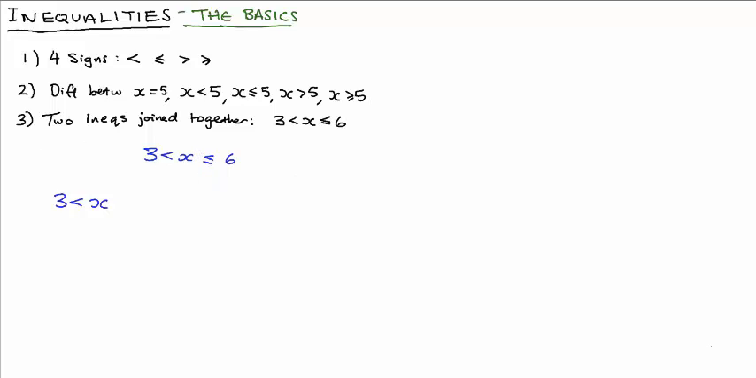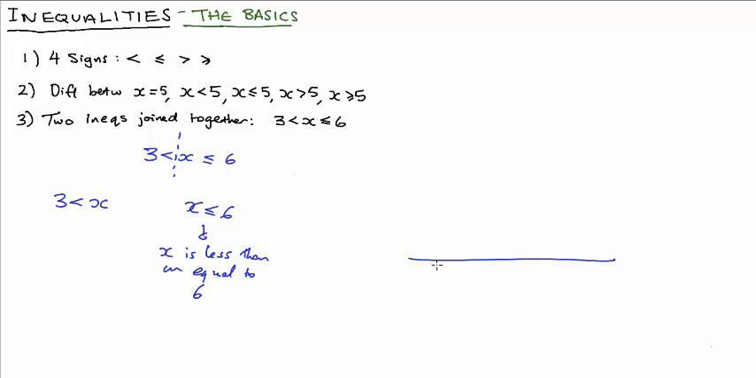The other one is this one. It starts like that. So can you see it's like two inequalities joined together. So now look, you've got this one straightforward. So it's saying x is less than or equal to 6. So let's draw a number line. Make that 0, 1, 2.